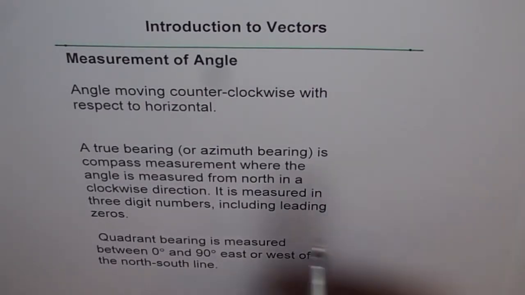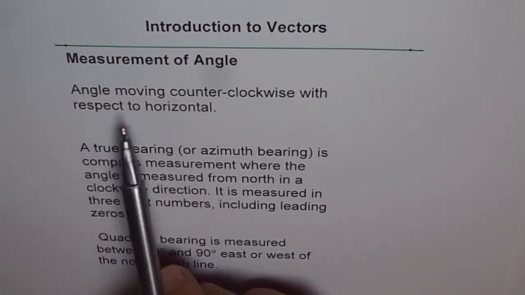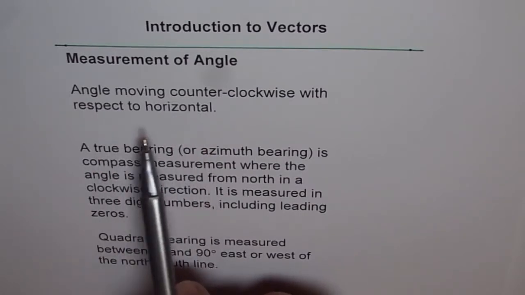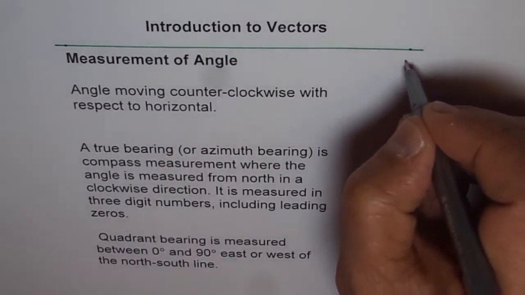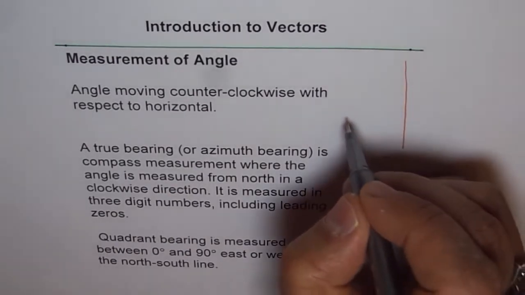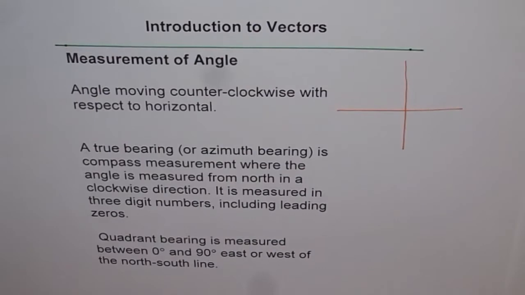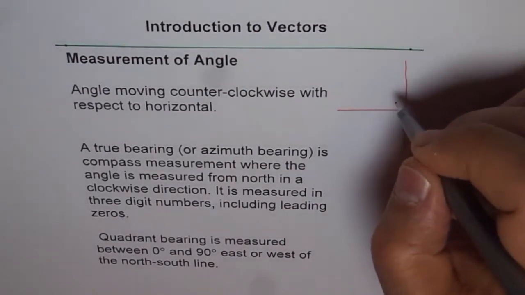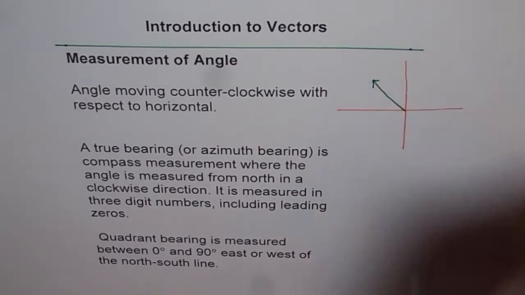So here we have measurement of angles, and the very first one is angle moving counterclockwise with respect to horizontal, right? So I hope you understand that's the most common. In trigonometry, we just use those as positive angles, correct? So we'll start from there. So let me draw a line showing our vector. So that is, let's say, our vector, okay?